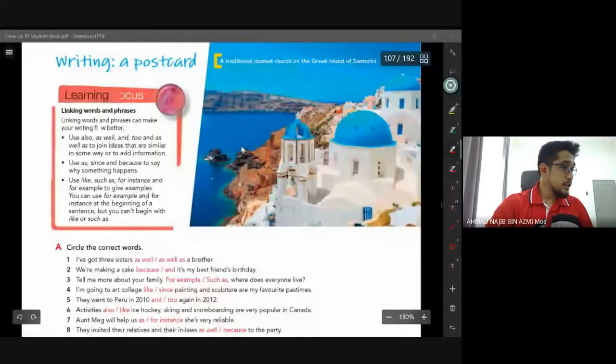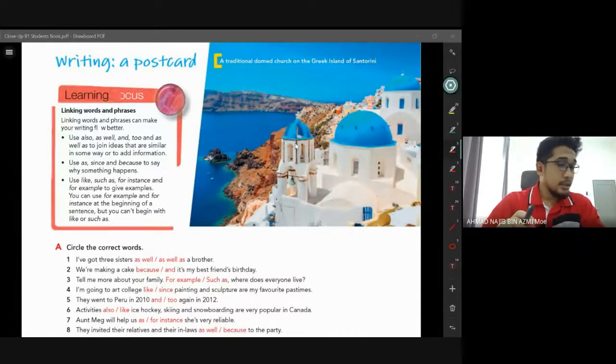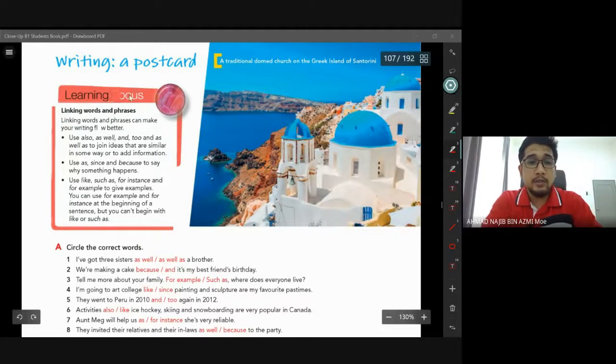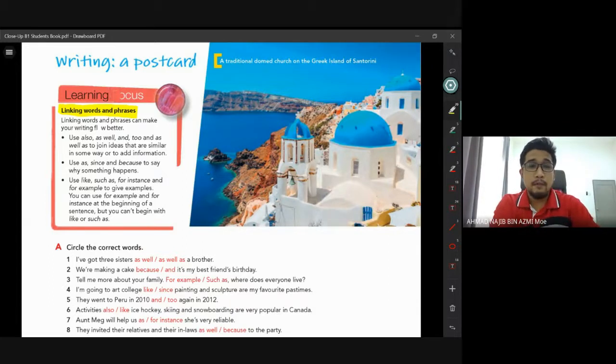All right, so you should be seeing this page, although the picture might be slightly different in your textbook. But it doesn't matter. We are going to be looking at the learning focus on the left here. Linking words and phrases. So what are linking words? Linking words and phrases can make your writing flow better. I'll tell you a bit more after this.